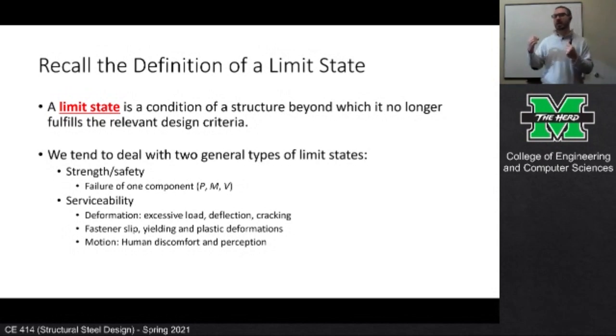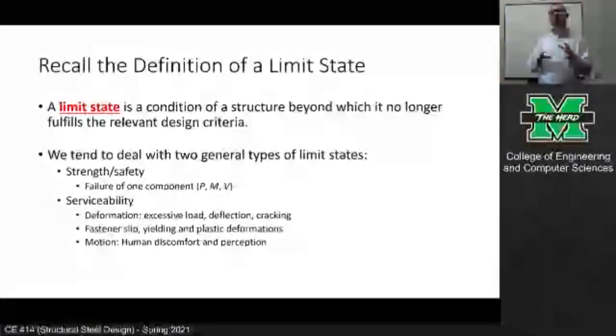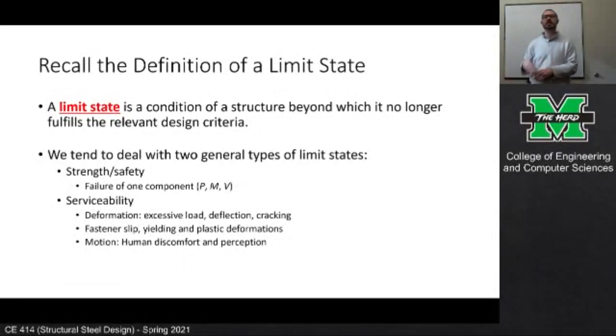So I mentioned this during class on Wednesday, but just to summarize, a limit state is a condition that we as engineers define that says if the load exceeds this condition, or the element is demanded beyond the capacity of this condition, then it no longer meets the requirements of design.